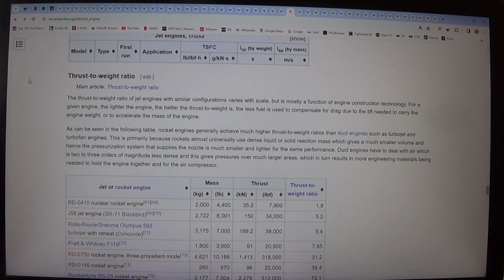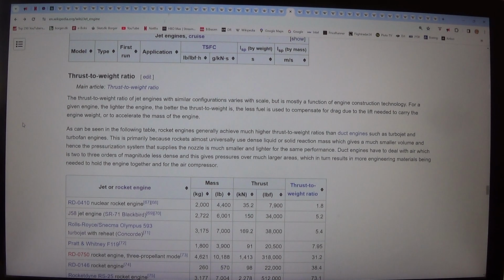Thrust to weight ratio. Main article: thrust to weight ratio. The thrust to weight ratio of jet engines with similar configurations varies with scale, but is mostly a function of engine construction technology. For a given engine, the lighter the engine, the better the thrust to weight is. The less fuel is used to compensate for drag due to the lift needed to carry the engine weight, or to accelerate the mass of the engine.